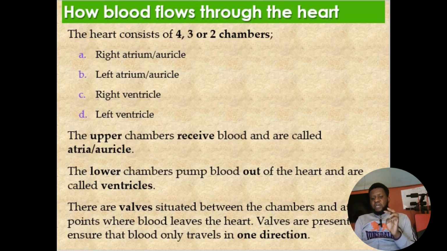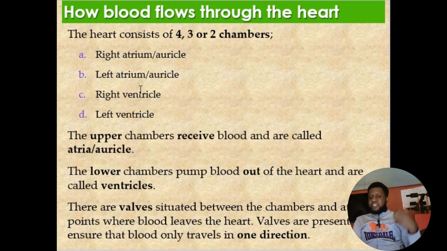Like I said, it's divided into two. We have the atrium and we have the ventricles. The atrium is also known as the auricle. Then we have the ventricle. Because of the sides, we have the right atrium and the left atrium. Then we also have the right ventricle and the left ventricle. Now mind you, the atria are known to receive.